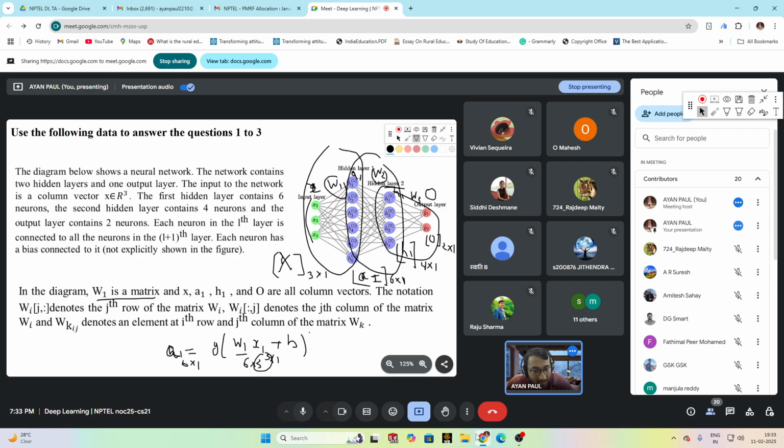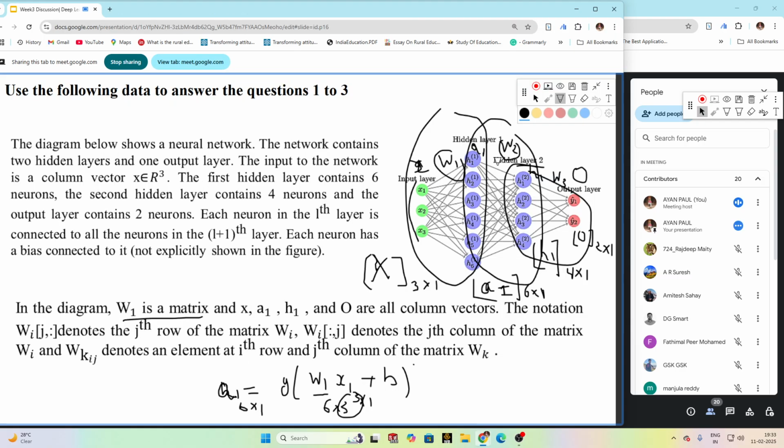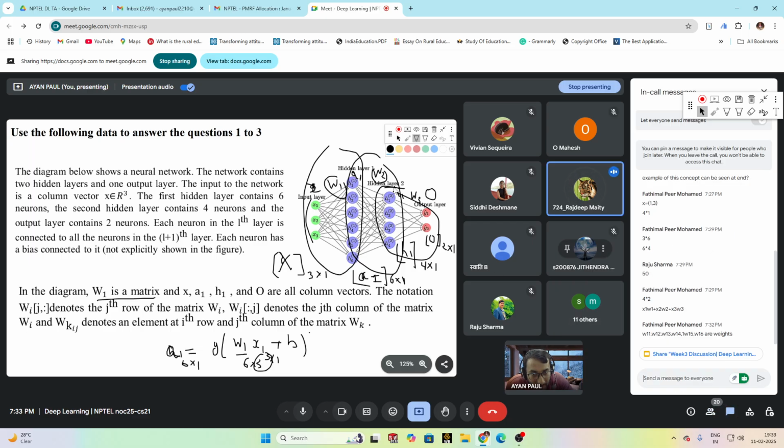And why is the dimension of W1 6 cross 3? Is it clear or not clear? Clear, right? What is the dimension of W2 layer? 4 cross 6. And what is the dimension of W3? 2 cross 4, right? Yeah, so 2 cross 4.